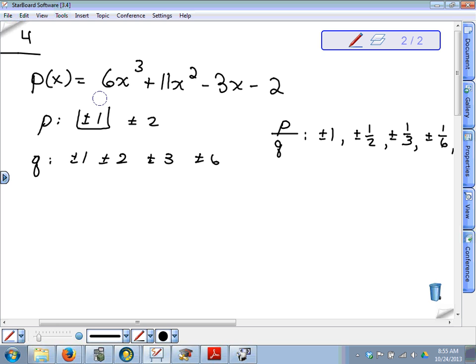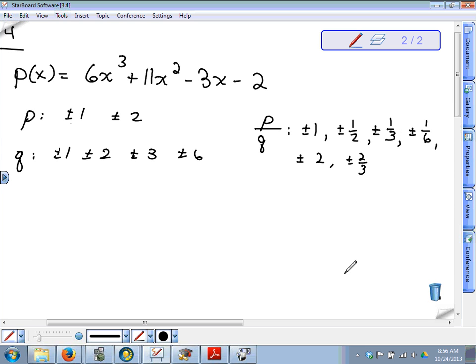Now move on to the next factor of p and do the same thing. Plus or minus 2 divided by plus or minus 1 is plus or minus 2. Now watch carefully. You can save yourself a little bit of room. What's plus or minus 2 divided by plus or minus 2? Plus or minus 1, and we already have that one. You don't need to write it again. Plus or minus 2 divided by plus or minus 3 is plus or minus 2/3. Plus or minus 2 divided by plus or minus 6 is plus or minus 1/3, which we already have.